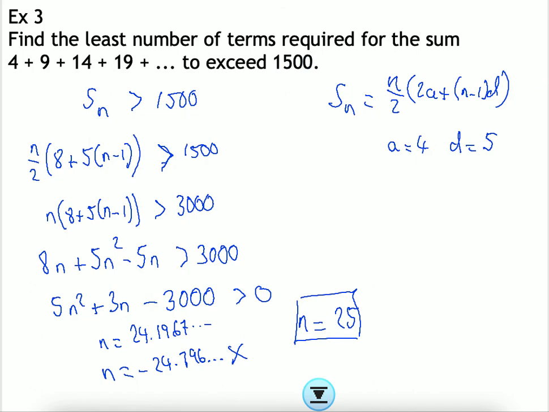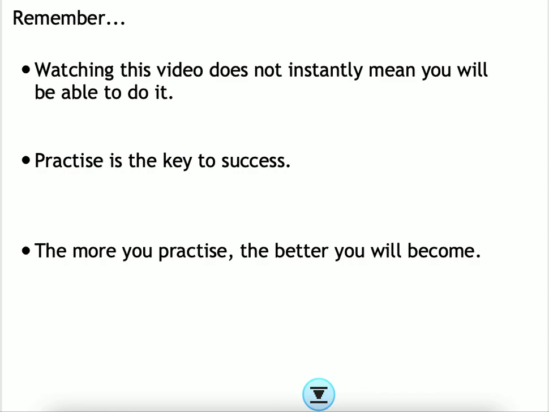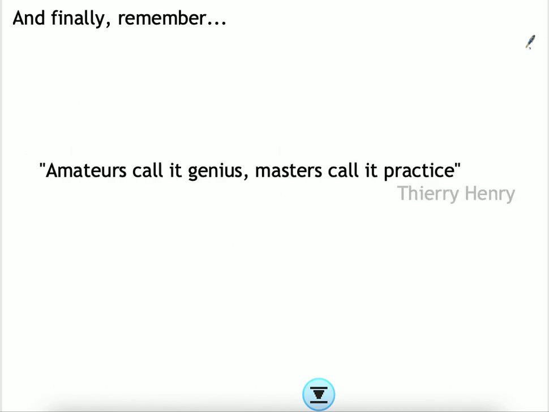Lovely. Once again, just by watching this video does not mean you'll instantly be able to do it. Practice will make you so much better at this. And of course, amateurs call it genius, masters call it practice.